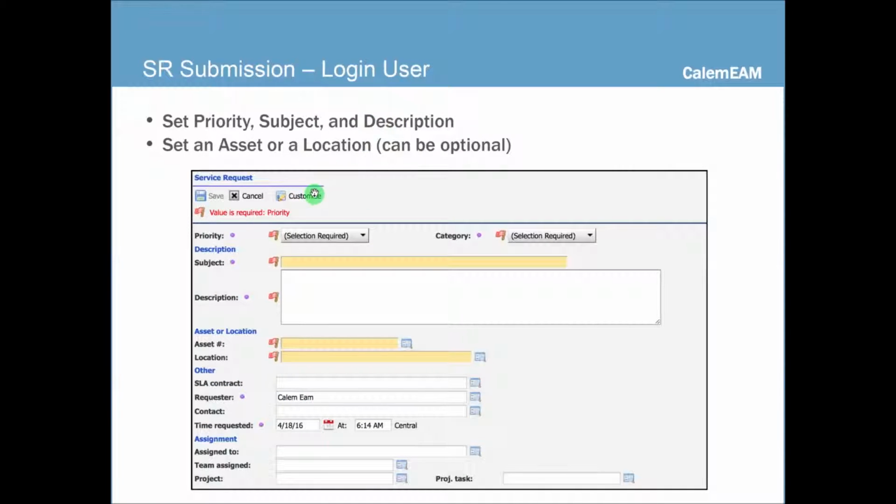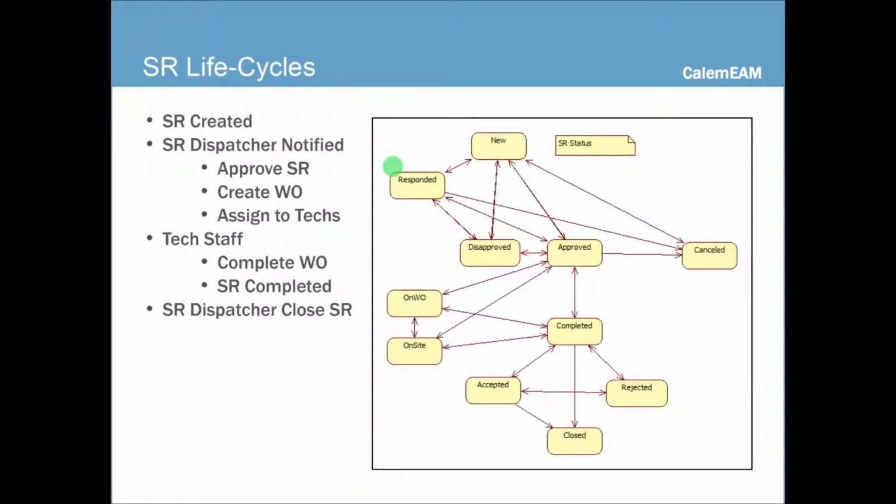For a login user, just set the priority, category, subject, description, select an asset or location, and submit. And save the service request. For all the SR submissions, you can optionally turn off the asset or location requirement so that they are not mandatory.